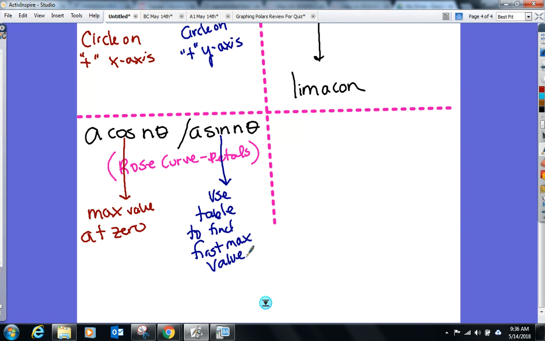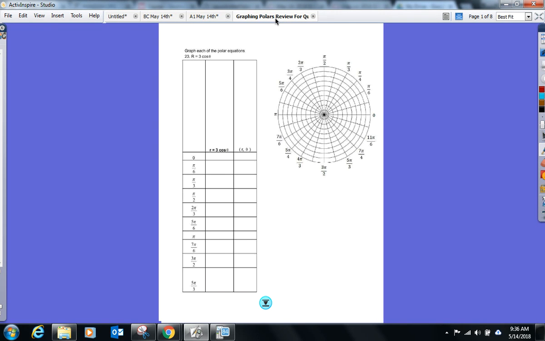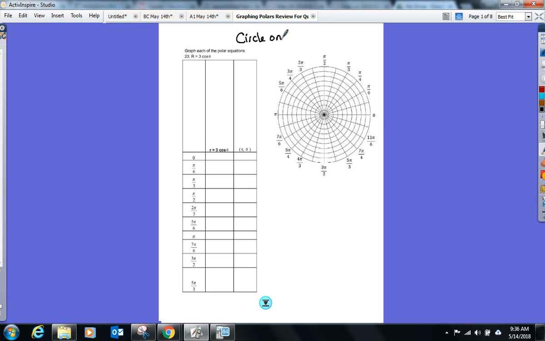Here's what I want to do before I let you go on your own. I want to go through each one and you tell me what should end up happening at the end, what type of graph you should have. We already gave away this first one, which was 3 cosine theta. That's going to be a circle where? Circle on the positive x-axis. Yep. So somewhere a circle over here. That's where I should end up.